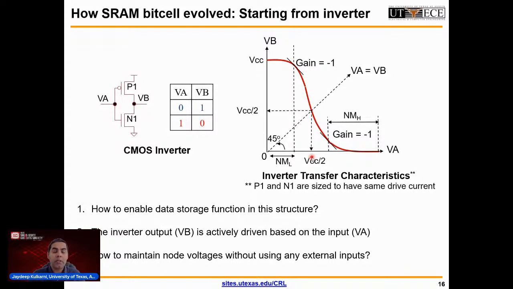Now the question is, this is combinational logic. This does not have an inbuilt storage mechanism. So how do I enable a data storage mechanism in this structure, which intrinsically doesn't have one? For example, in this inverter, the VB output is actively driven based on the input. In order for VB to have any value, it needs a constant input activation. But for storage purposes, the question for us is how to maintain these node voltages without using any external input. How can I still keep the VB voltage without it being driven by an external VA input?